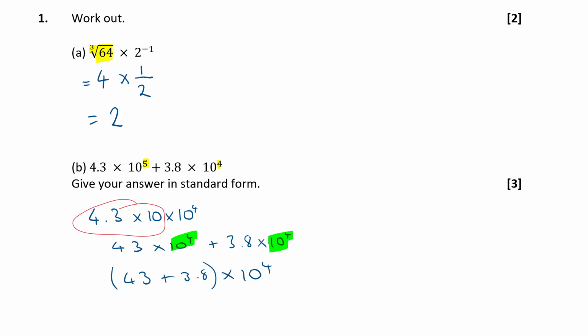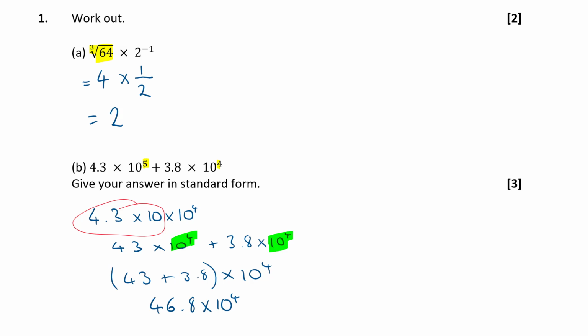Okay, so factorising out 10 to the 4 out of both parts, you can see that I can then add the mantissa parts of these numbers in standard form together. So 43 plus 3.8, that's 46.8. So that's going to give me 46.8 times 10 to the 4. Okay, are we done?